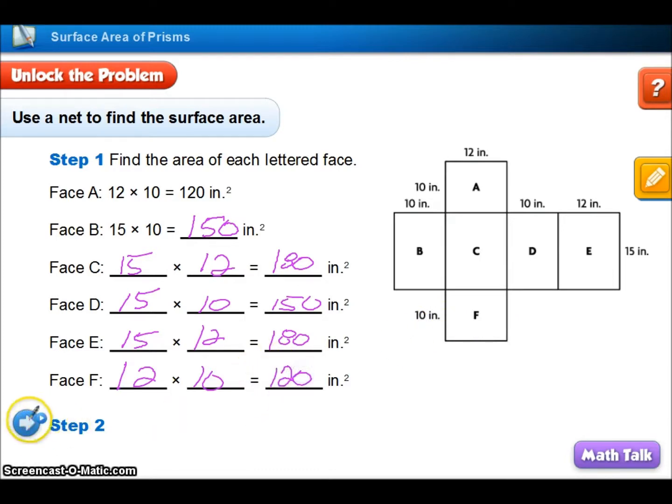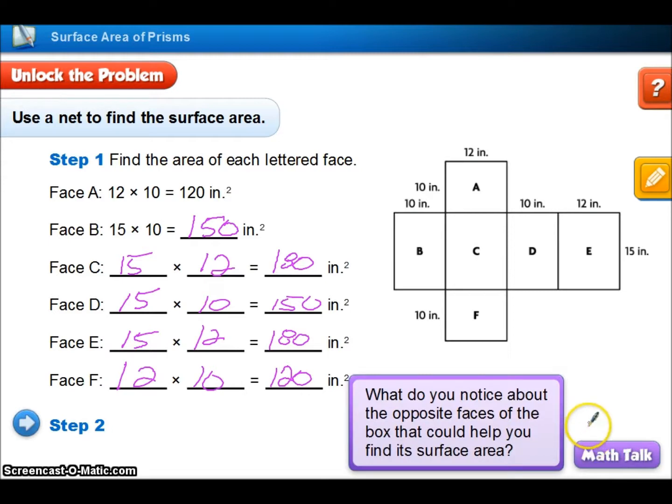Once you've done that, real quick, the question I want you to respond to on Edmodo is this question here: What do you notice about the opposite faces of the box that could help you find its surface area? I want you to answer that question and then reply once you've watched the video.